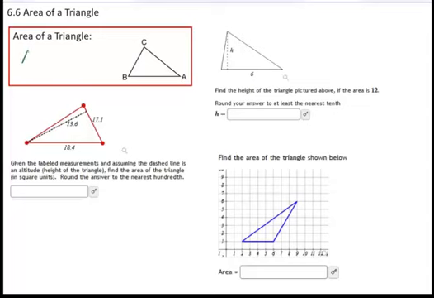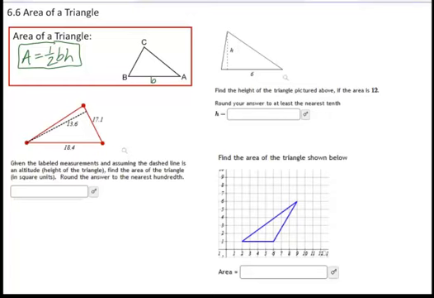I assume nobody is new to the area formula for a triangle, right? 1/2 base times height, or base times height divided by 2, and it doesn't really matter how you think of it. Your base and your height are simply corresponding values, because in any given triangle, any side can be your base.